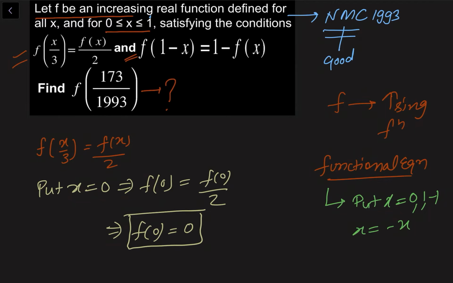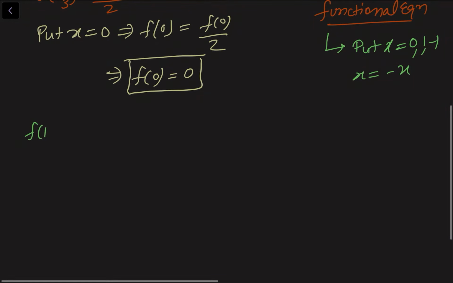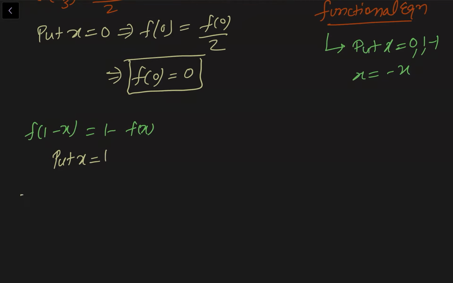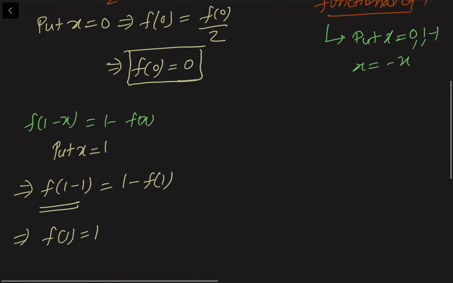Now let's use the second equation. The second equation is f of 1 minus x is equal to 1 minus f of x. Now here if I put x equal to 1, what I am getting is f of 1 minus 1 is equal to 1 minus f of 1, and this becomes f of 0, and we know that f of 0 is 0. So from here I am getting f of 1 is equal to 1.